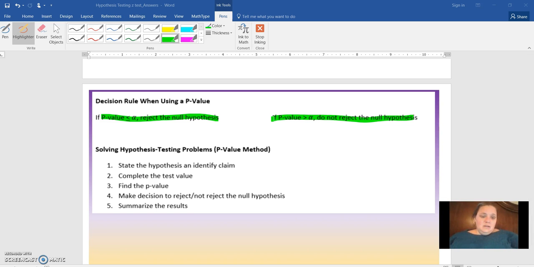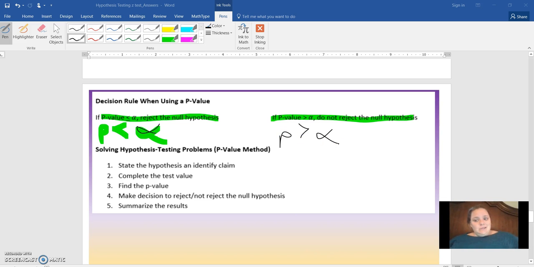Okay? So if p is less than alpha, that's the Jesus fish. Okay, guys? If p is less than Jesus, obviously you need to reject the null. I mean, come on. If p is greater than alpha, we're not going to reject it. We're not in the Word of God. I'm supposed to say that because we're in a Christian university, obviously.